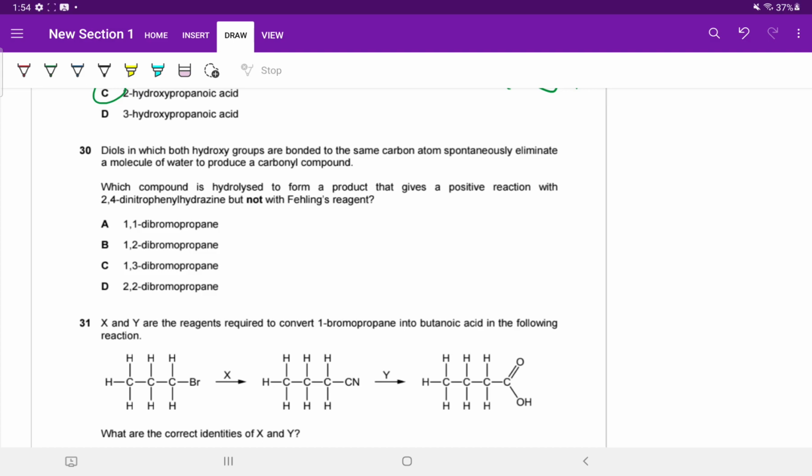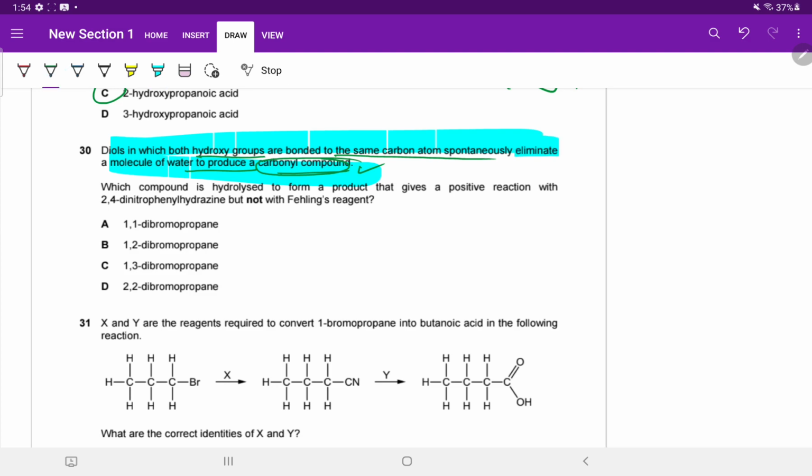Question 30. Diols in which both hydroxy groups are bonded to the same carbon atom spontaneously eliminate a molecule of water to produce a carbonyl compound. Okay, so this is a very important piece of information which they have already provided us, so let's highlight it. Next, they say which compound is hydrolyzed to form a product that gives a positive result with 2,4-dinitrophenylhydrazine and not Fehling's reagent. So 2,4-dinitrophenylhydrazine, we know, will show a positive result only with carbonyl compounds, basically aldehydes and ketones. So any type of carbonyl compound will show a positive result with 2,4-dinitrophenylhydrazine.